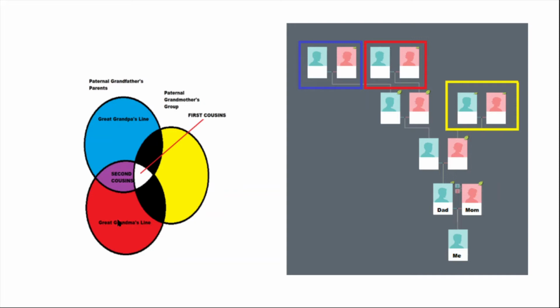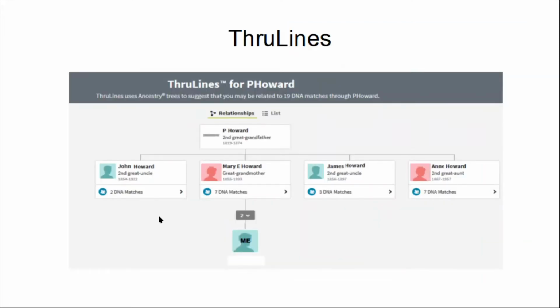Get your head around that. If they have just the blue and the red, they're going to be second cousins. If you have blues and yellows or reds and yellows, you have crossover, and you're going to have to be more careful about building your group. So we're going to start with through lines. This is through lines for my red group.